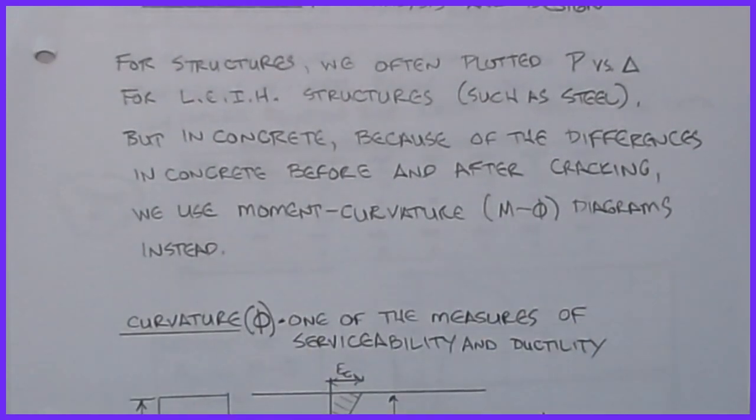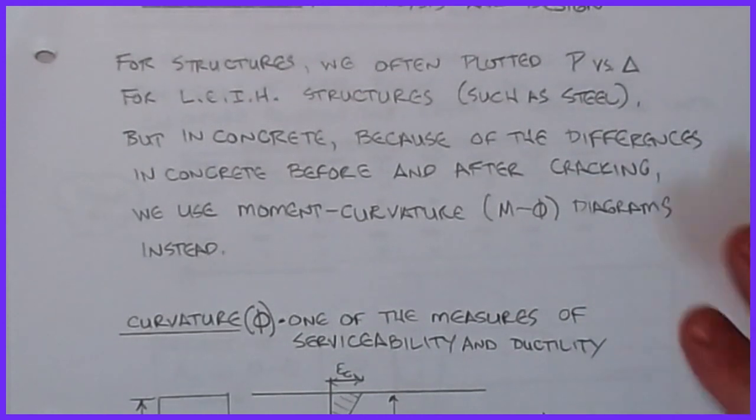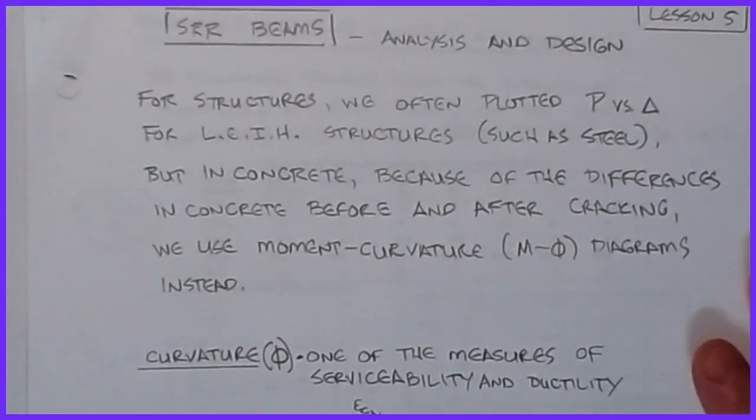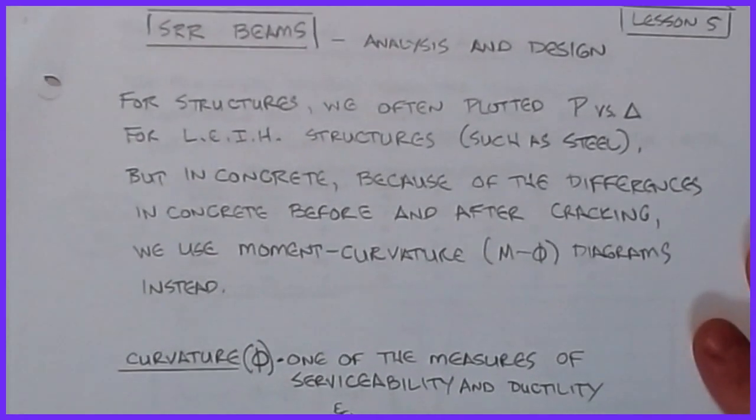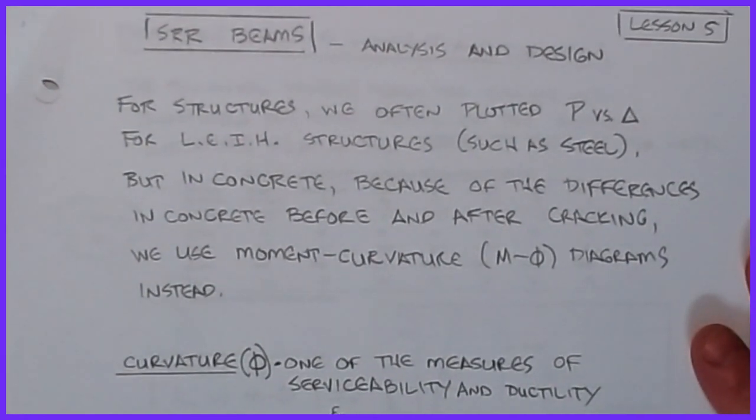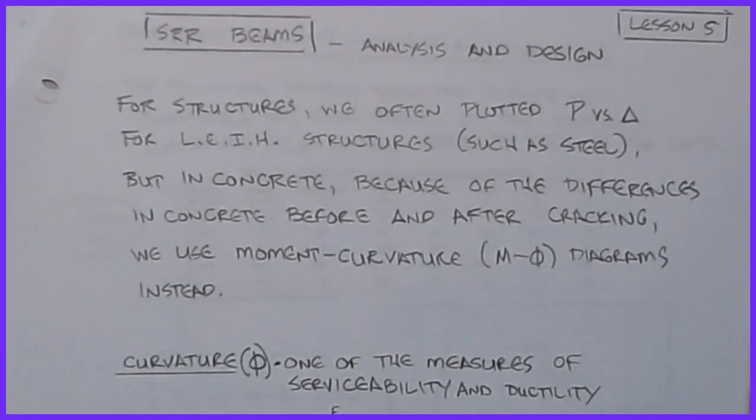Welcome back. In this lesson, we're going to continue our discussion in the analysis and design of SRR beams. Now remember, SRR stands for singly reinforced rectangular beams. So they're rectangular cross sections with a single set of steel or group of steel. We don't have steel in compression, only in the tension phase.